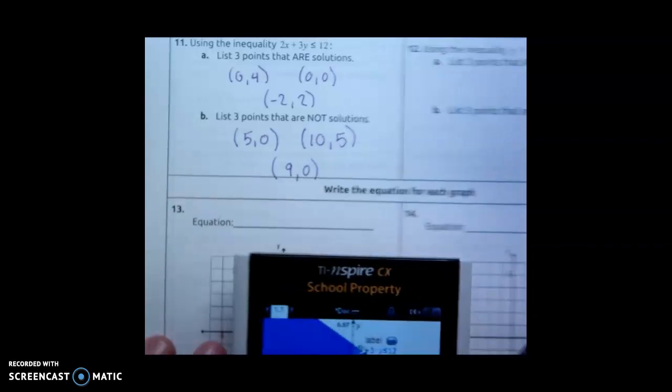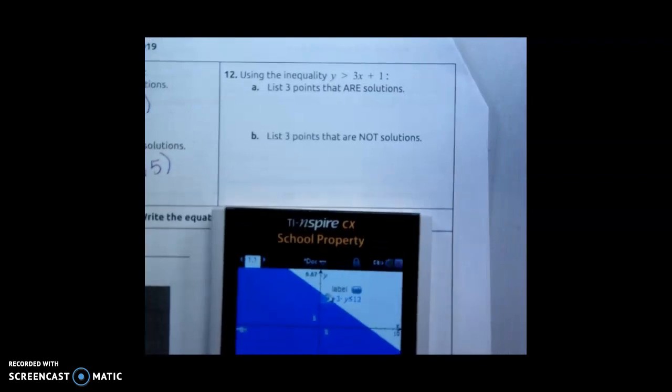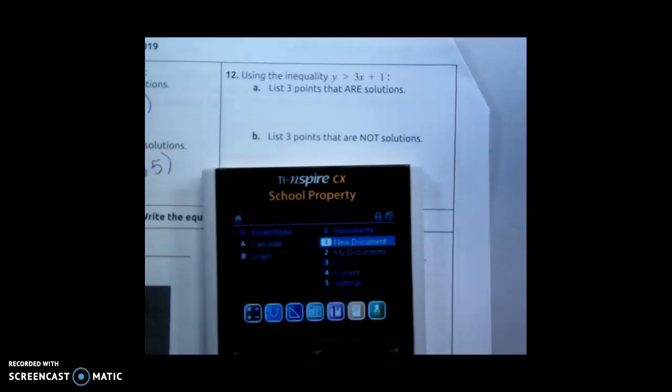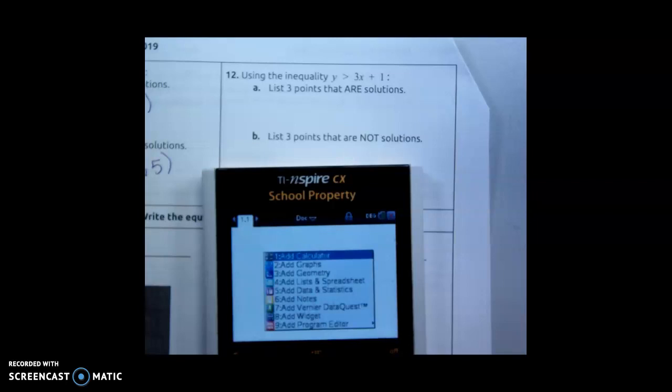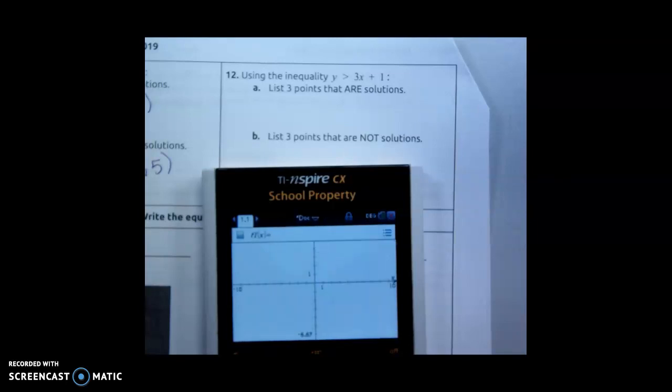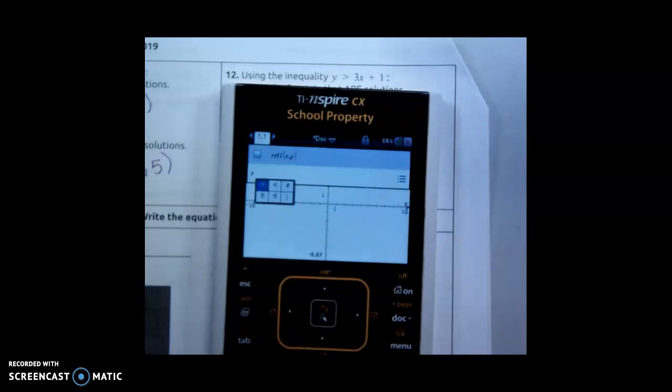Okay. So number 12 is very similar to number 11. We just start a new document. Don't save. Add graph. And then delete. Type it in as a relation. Okay, so now we have y is greater than 3x plus 1. So y, and then to get the symbols, it's control equals. This time it's greater than, which is already highlighted. And then 3x plus 1.